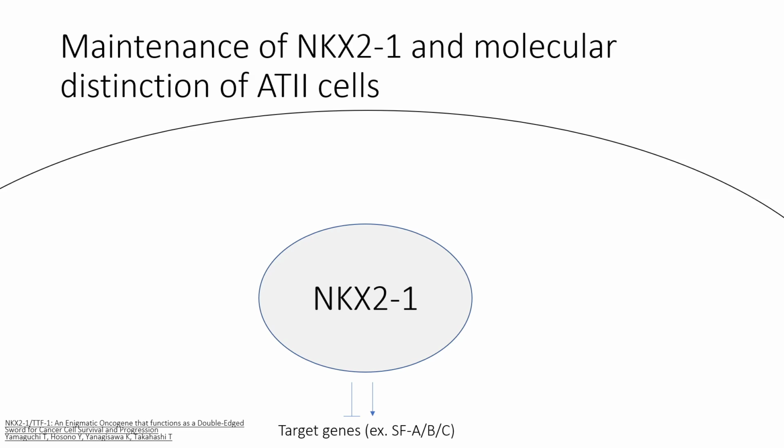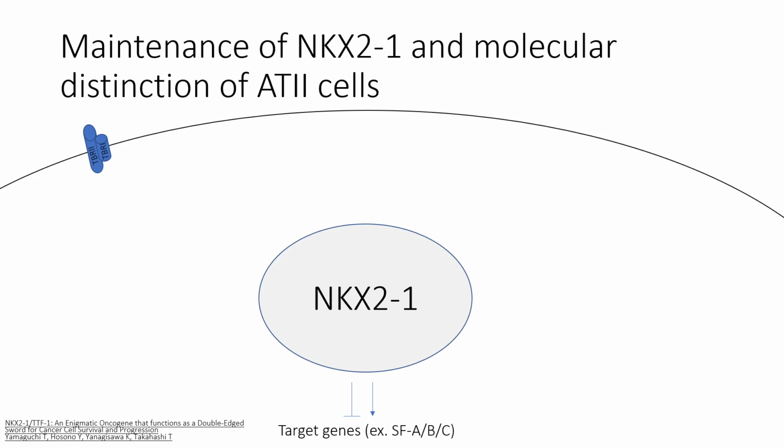So NKX2-1 is actually used as a biomarker for alveolar type 2 cells. It's something that pathologists use to diagnose lung adenocarcinoma. So it's going to be a very important protein for the cells to maintain in order for them to basically distinguish themselves as alveolar type 2 cells. Now, NKX2-1 is regulated in many different ways.